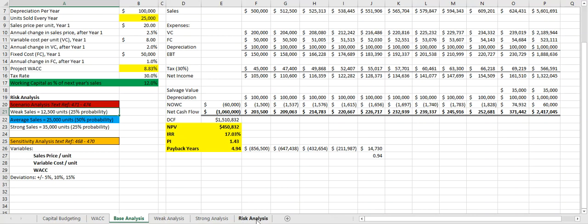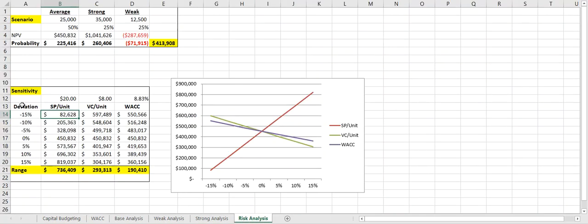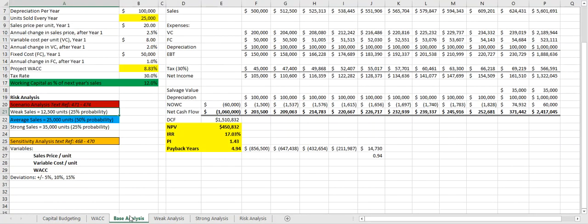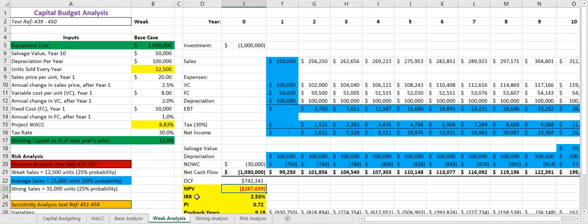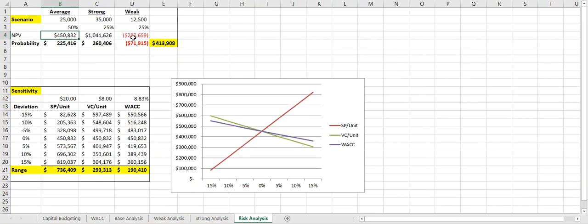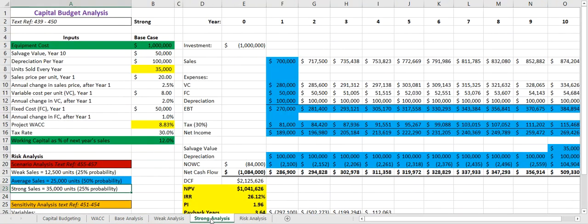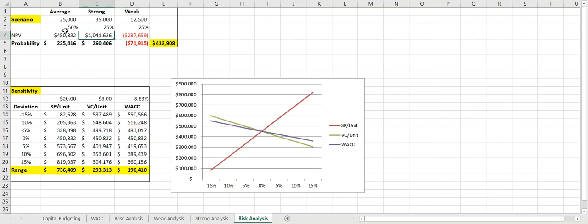And if you go to the risk analysis tab, you will see the scenario analysis here. The probabilities of these events occurring and the net present value associated. This is our base case that we calculated here. Here's our weak assessment or weak case here. There it is right there. And here's our strong analysis tab here with that appropriate NPV. Then we weight those present values by the likelihood or probability of that event will occur. And then we add up those weighted averages and we get a scenario.